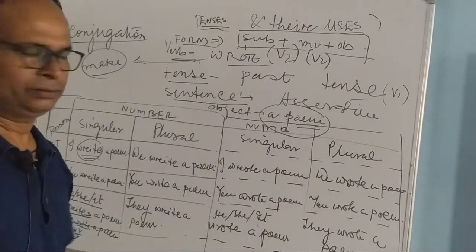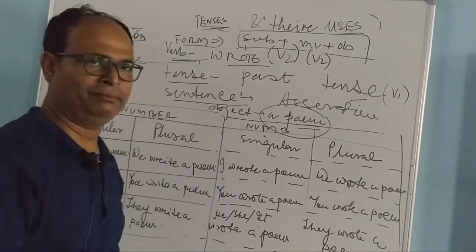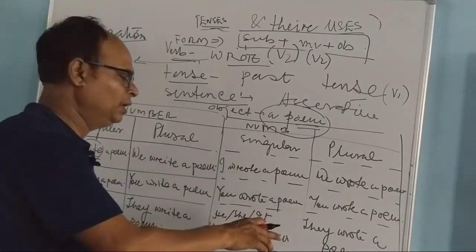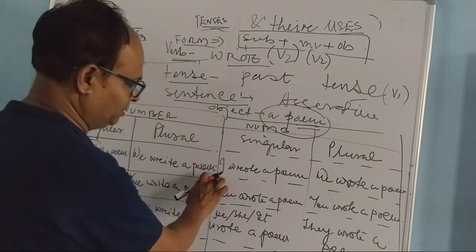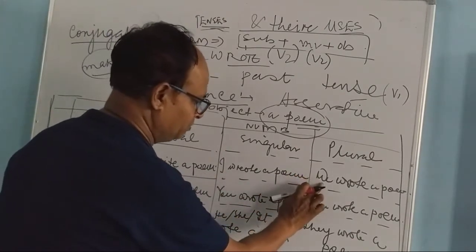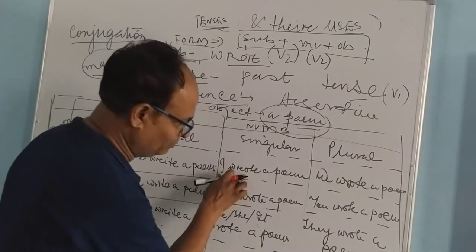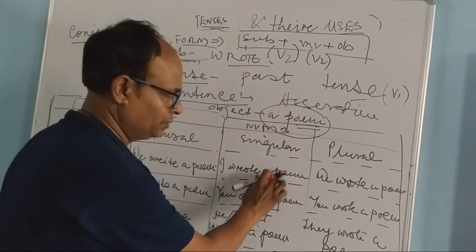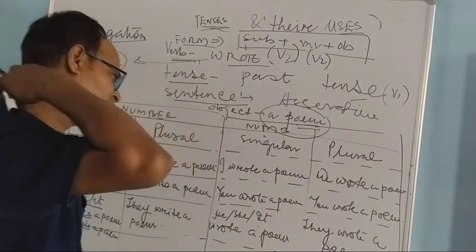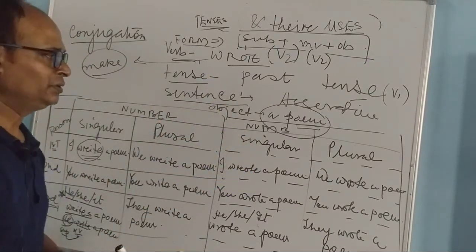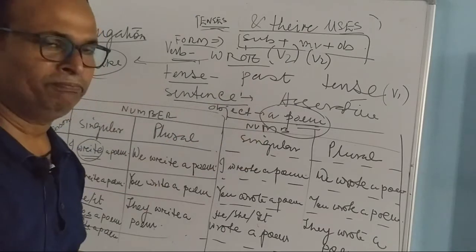This is quite easy, my dear children. So here you will see, in order to form this sort of sentence in the assertive form, what we need to do: put the subject, first person singular or plural. After that the verb second form will come, and then the object, and after that a full stop. So in this way we can conjugate this particular verb in the past simple.